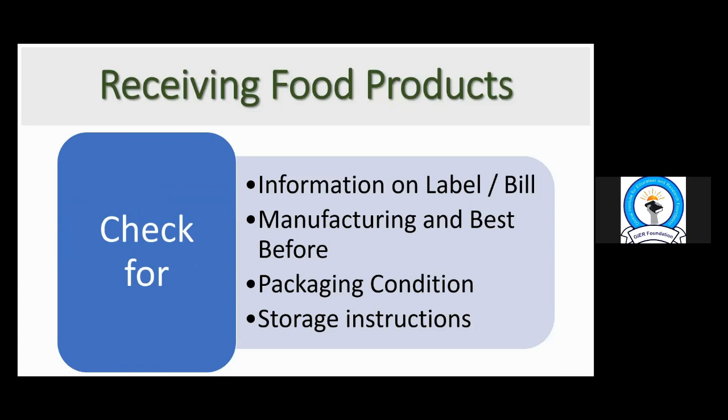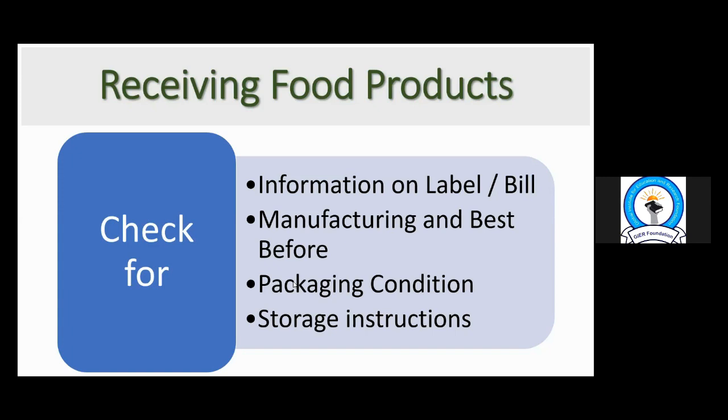And while receiving food product, what shall you do? You will check certain things. Number one, information on label or bill. You will see whether the required information on the label is given or not. Check randomly what information you need to have. Then manufacturing date and best before. Manufacturing date, best before, after November or so, you might be getting right now also. Expiry date would be coming on the food packet.